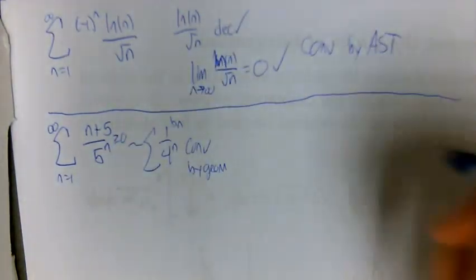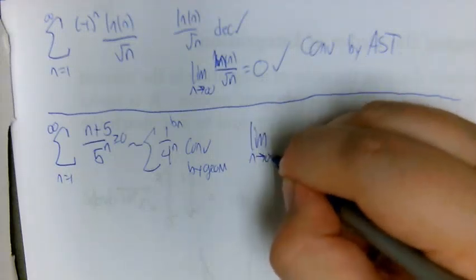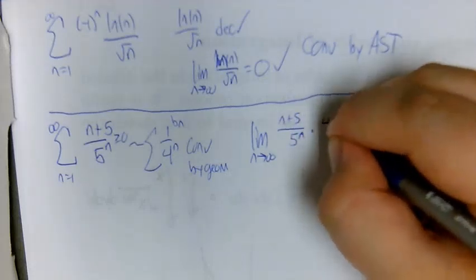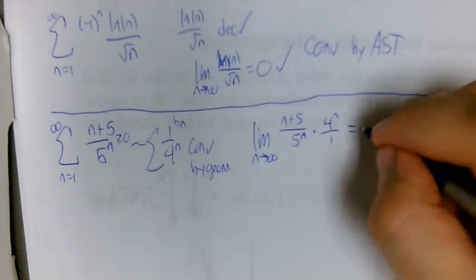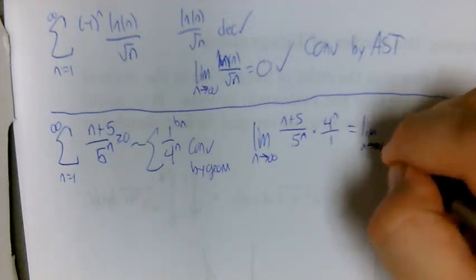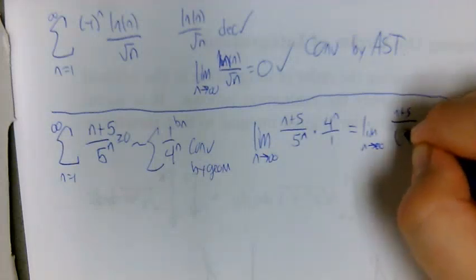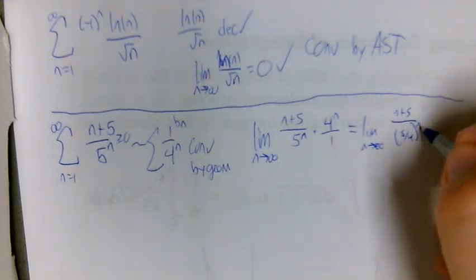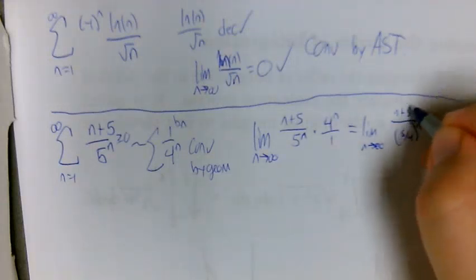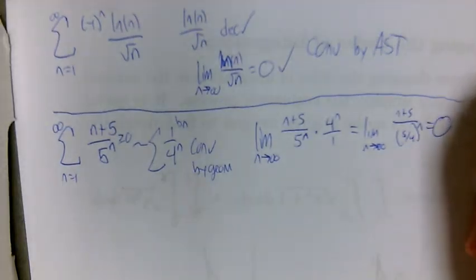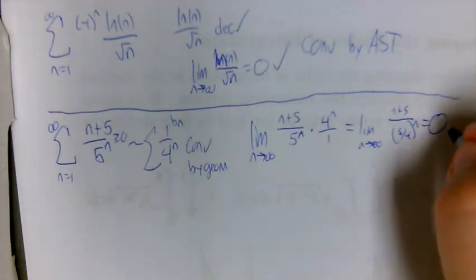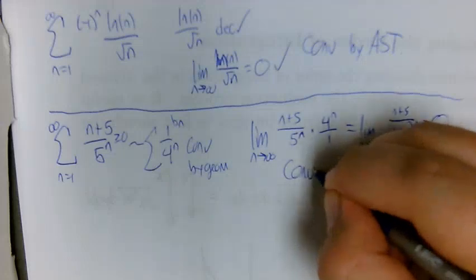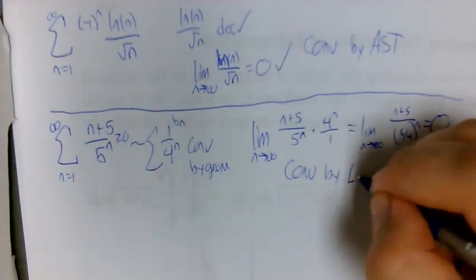Everything's greater than or equal to 0 here. So let's take a look at the limit. We have n plus 5 over 5 to the n times 4 to the n over 1. Now, just like the earlier problem I did, I can rewrite this as n plus 5 over (5/4) to the n. Now, this base is bigger than 1, and it's an exponential function, so this will go to infinity more quickly than that does. We end up getting 0 here. And remember, 0, while it's on one of the boundaries for the limit comparison test, it's okay for showing convergence. So the series converges by the limit comparison.